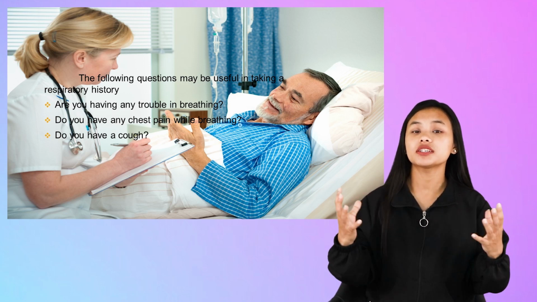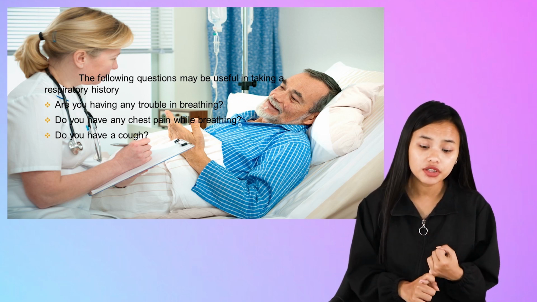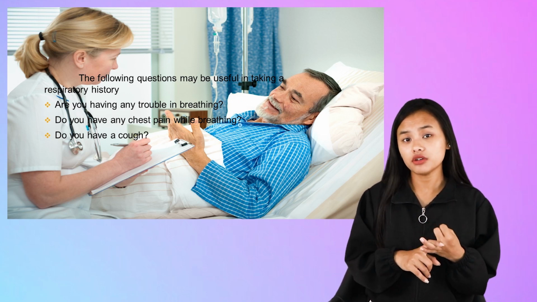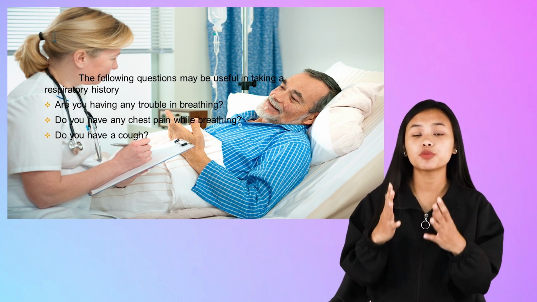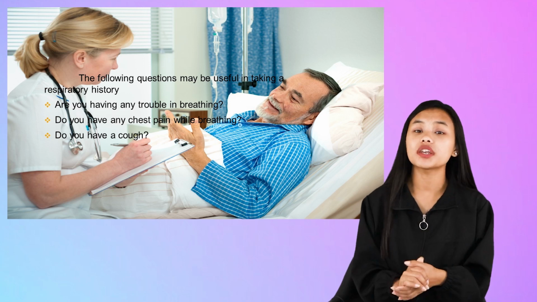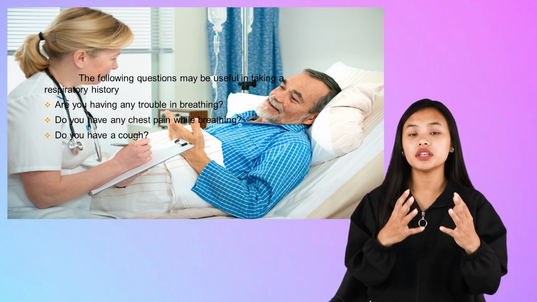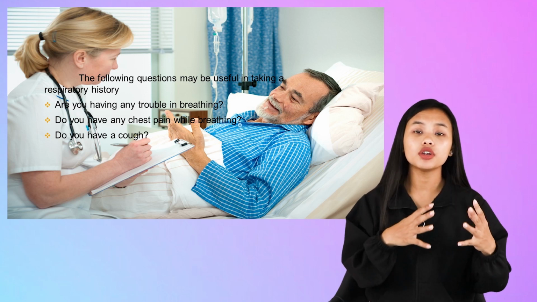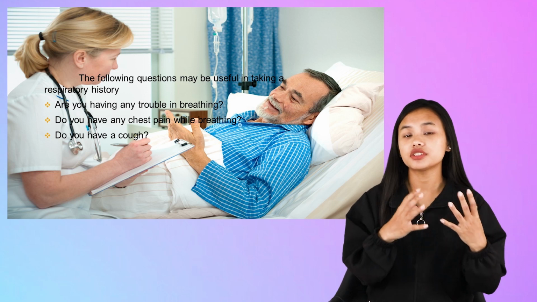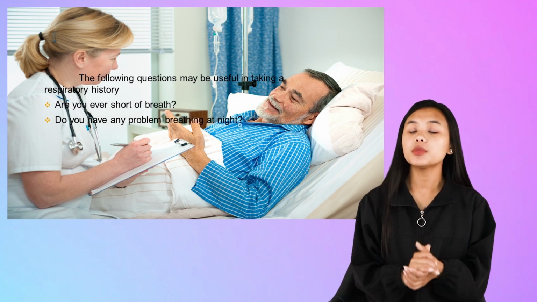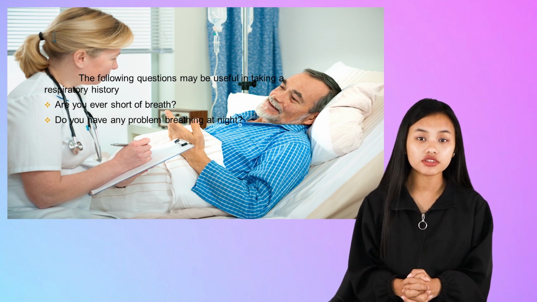So when you're collecting the history of the client, you should make sure that you ask them if they have trouble in breathing, if they have pain in the chest when they are breathing, and also if there is presence of cough, what type of cough it is, when does it occur, and also if there is any sputum production while he or she is coughing. And also you must try to find out the characteristics of that sputum. And you must also ask the client if they ever experience shortness of breath.